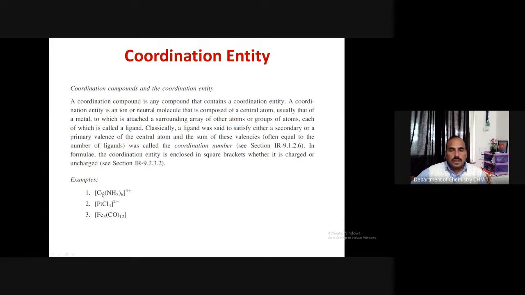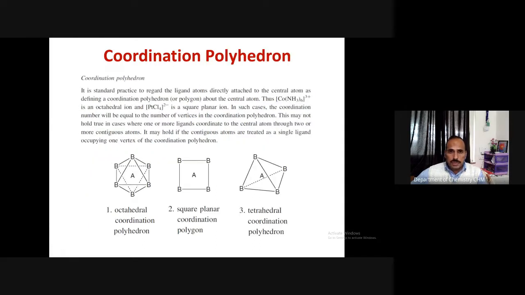For example, in the cobalt hexamine complex, the coordination number of cobalt is 6. And in this complex, the platinum tetrachloride, the coordination number of platinum is 4. Okay, it's a complex structure. You have to see the structure, then only you can tell what the coordination number is. So a coordination entity is enclosed in the square bracket, whether it is charged or uncharged. It doesn't matter, it has to be enclosed in the square bracket. All right, very basic terminology.